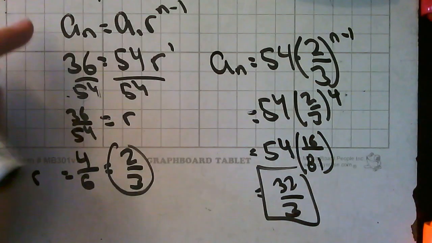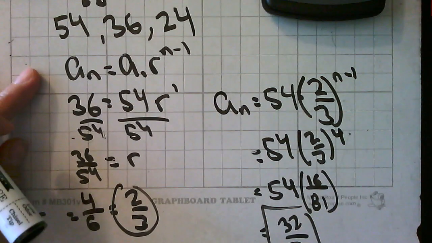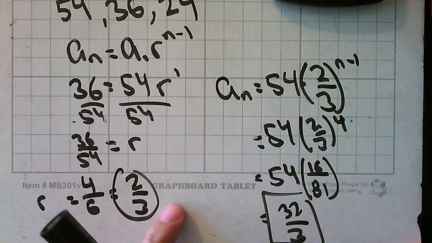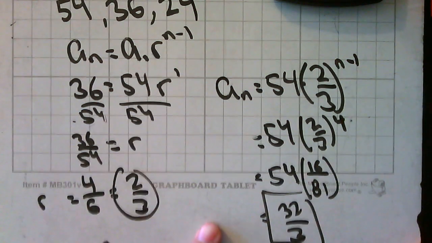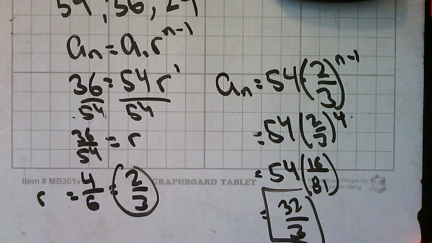So again, find the ratio, and use the formula if you can't figure it out. And then once you have your formula, you can plug it into your equation to find any term. And sometimes you'll have a fraction as your answer.